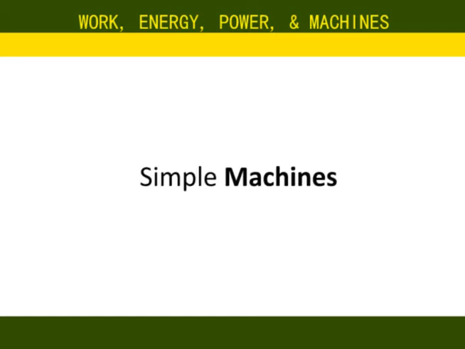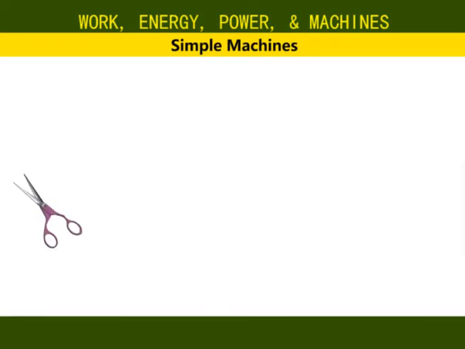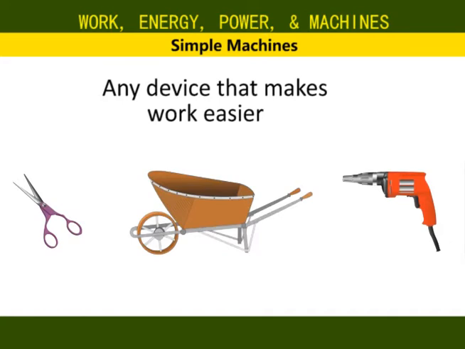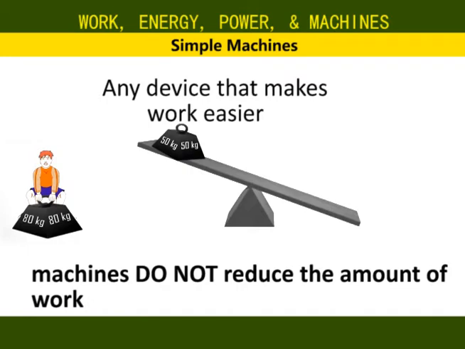Now we talk about machines. Whereas many people oversimplify the concept of work and energy, when most people hear the term machine, they think of sophisticated and sometimes automated pieces of equipment. But machines can be as simple as a pair of scissors. A machine is simply any device used to make work easier. But machines do not reduce or decrease the amount of work done. Instead, they change the way work is done, usually by multiplying the applied force.